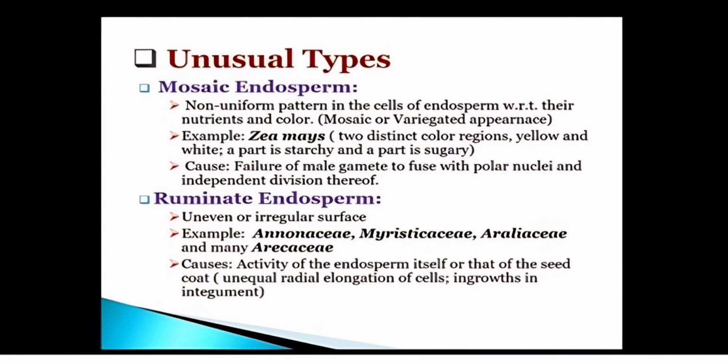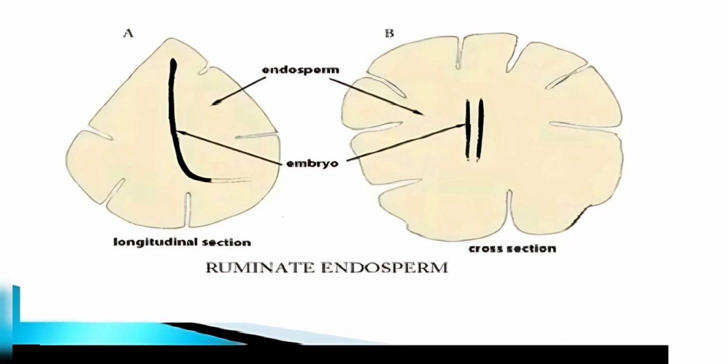Next, in this slide you see an example of the ruminate type of endosperm. This slide shows the longitudinal and cross section of the ruminate endosperm. It is clear to you now?